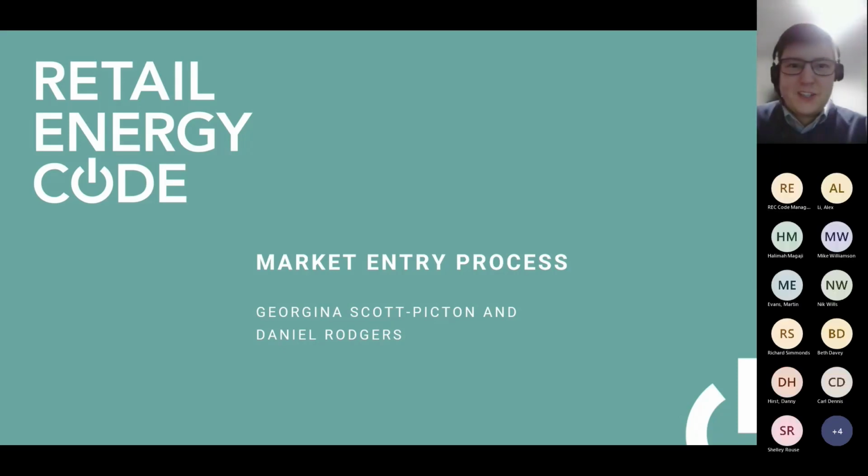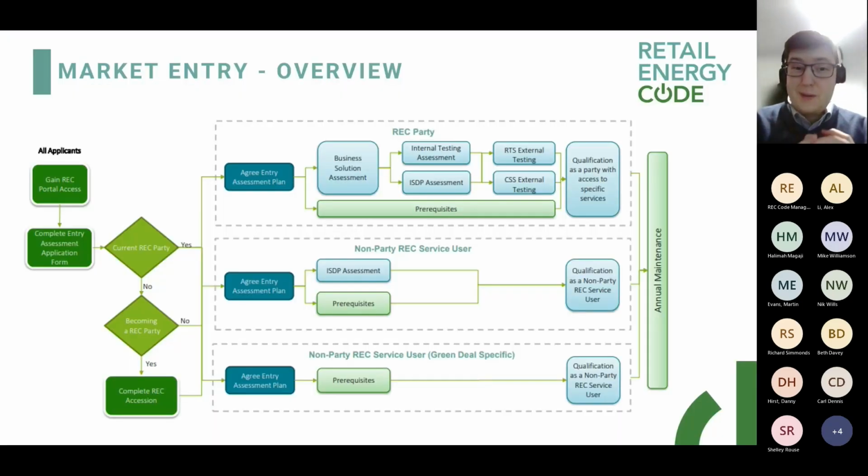Amazing, thank you for that introduction, G. I'm going to start with a quick overview of the market entry process, where we'll focus on REC parties, such as suppliers, DNOs, and metering parties, and non-party REC service users, such as third-party intermediaries who want access to electricity or gas inquiry services. In either case, as you can see on the left-hand side of this flowchart, the very first thing an applicant will do is submit an application on the REC portal.